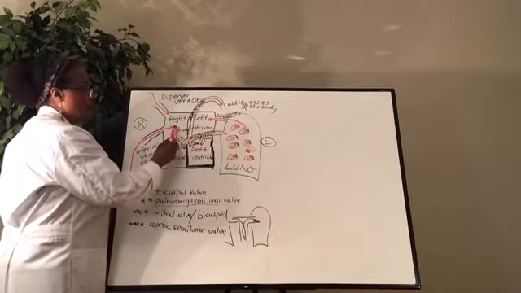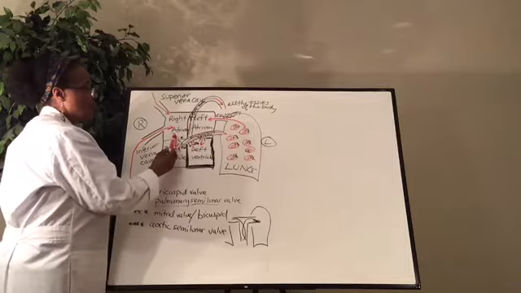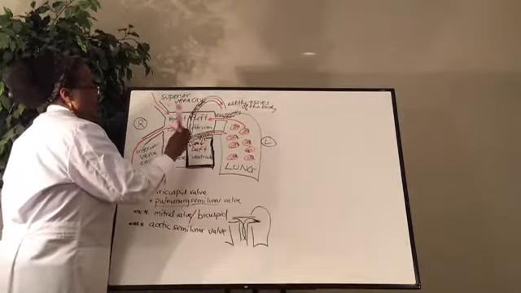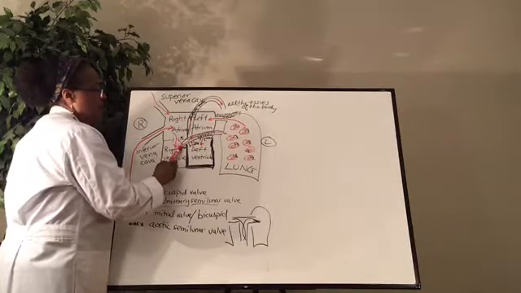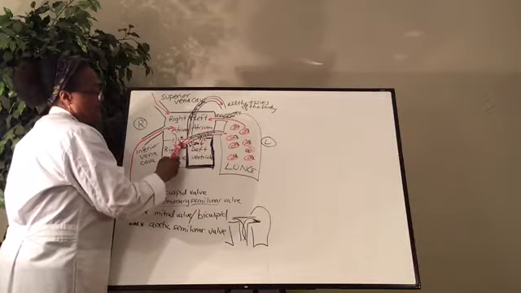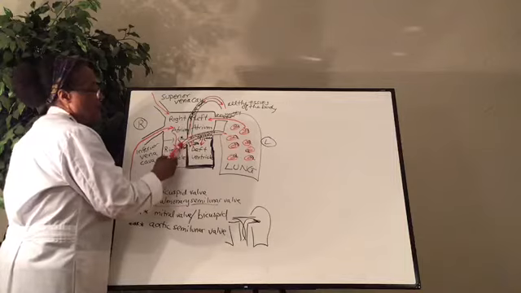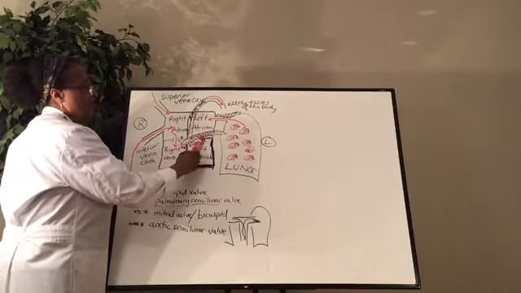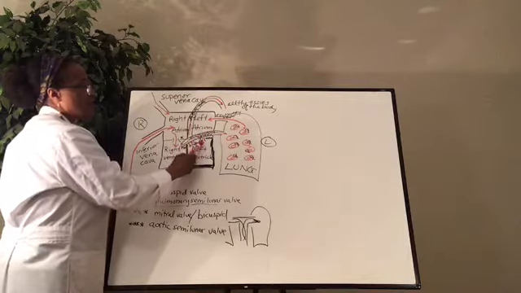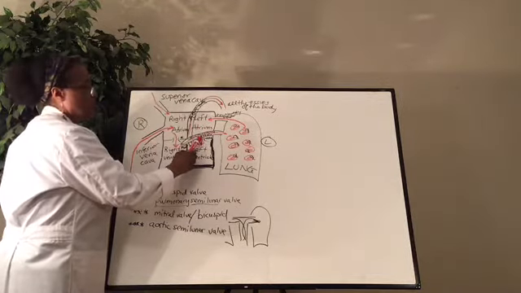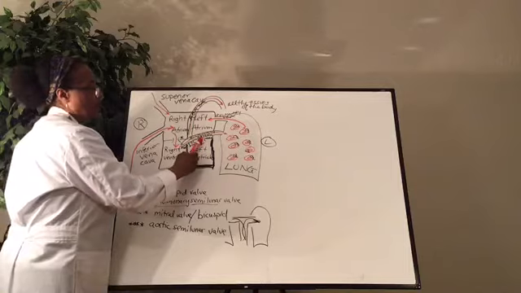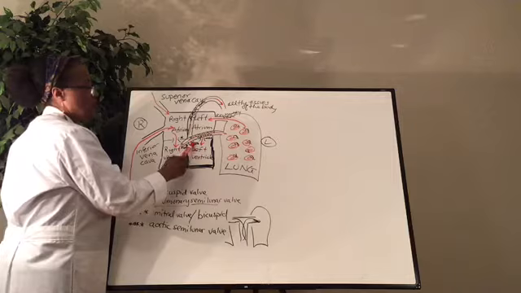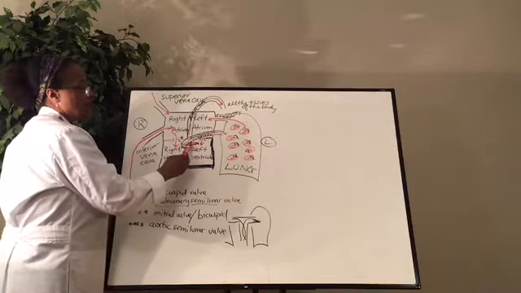Valve here between the right atrium and right ventricle is the tricuspid valve. Valve here is at the beginning of the pulmonary artery, pulmonary semilunar valve. Valve here between the left atrium and the left ventricle is the bicuspid or mitral valve. Valve here coming out of the left ventricle is the aortic semilunar valve.